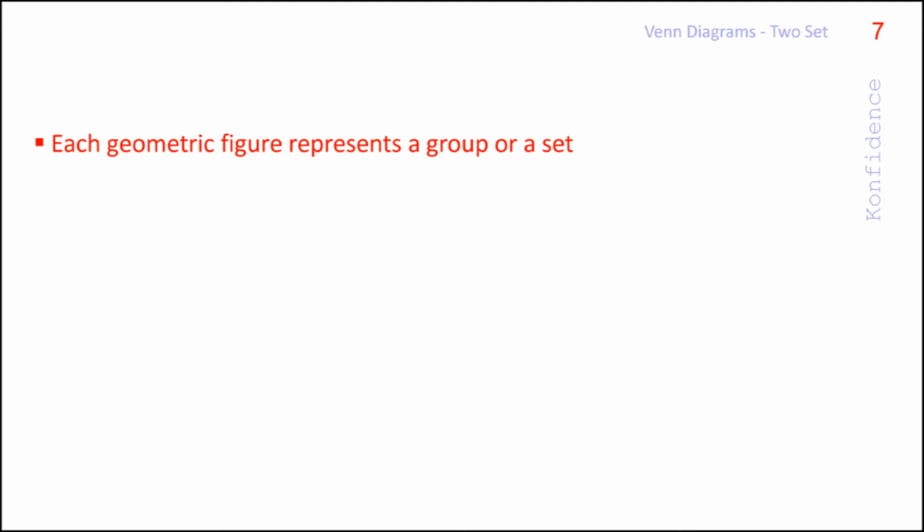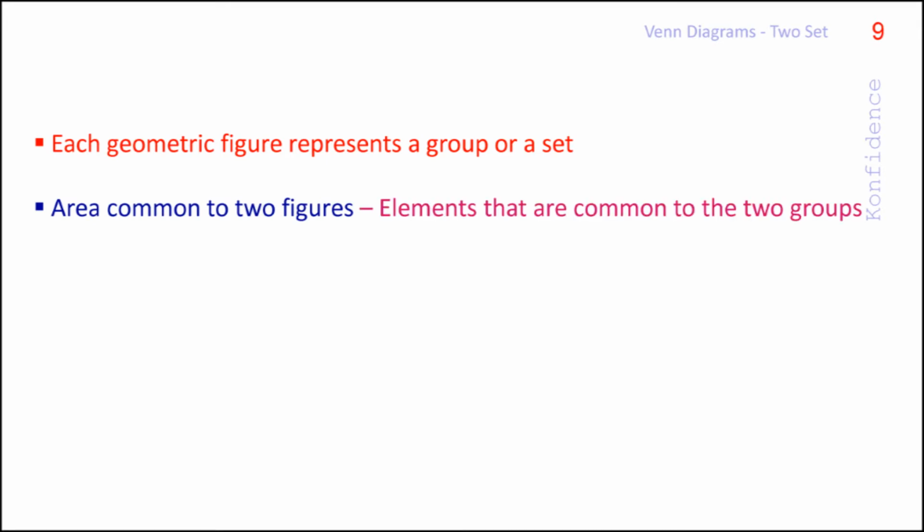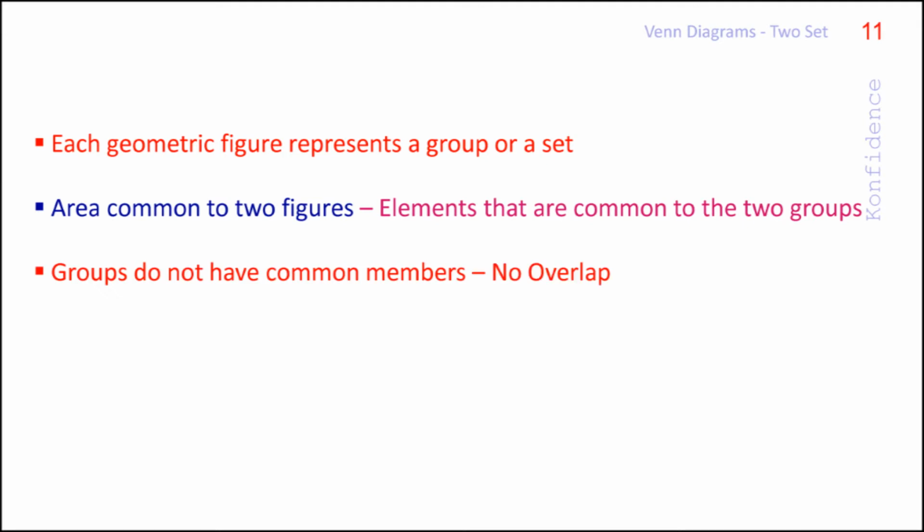In a combination diagram with 2 or more sets, area common to 2 figures represent elements that are common to the 2 groups. If the groups do not have common members, they will not overlap the diagrams. It would make sense here to recollect all the basics of set theory before we get into Venn diagrams.